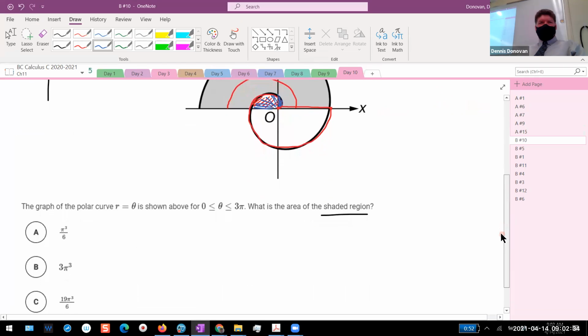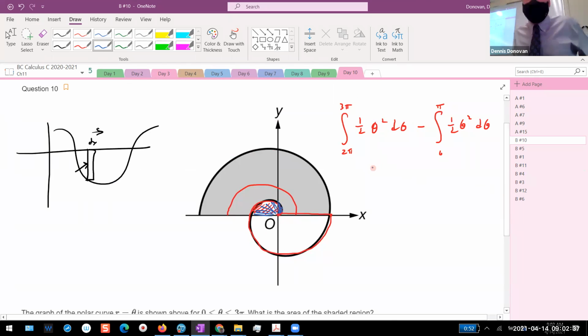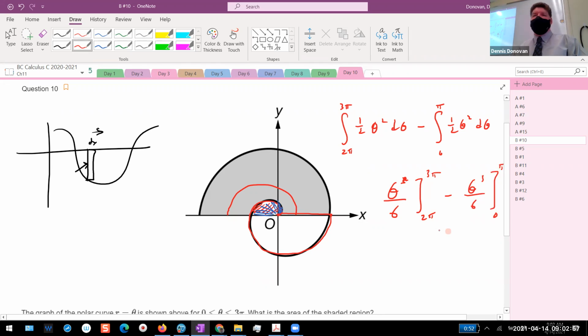So, oh, now I gotta get this. Well, we can do this antiderivative, right? So the antiderivative of theta squared is theta cubed over 3, so that's theta cubed over 6 from 2 pi to 3 pi, minus theta cubed over 6 from 0 to pi, right? So 3 pi cubed minus 2 pi cubed over 6 minus pi cubed minus 0.